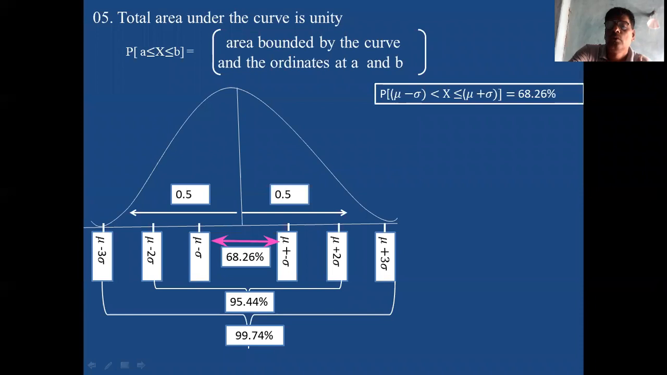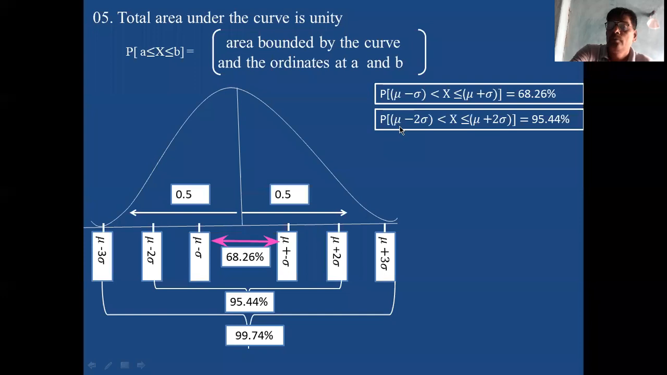So, if you want to calculate the probability that mean minus standard deviation is less than x, and x is less than or equal to mean plus standard deviation, it is equal to 68.26%. It is a given, calculated probability. And next, the probability that mean minus 2 standard deviation is smaller than x and x is smaller or equal to mean plus 2 standard deviation is 95.44%.